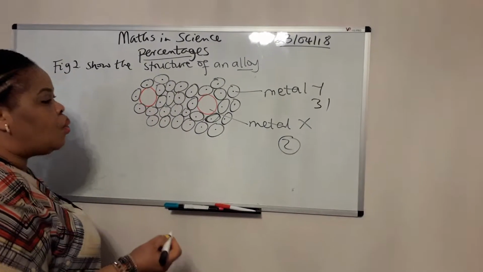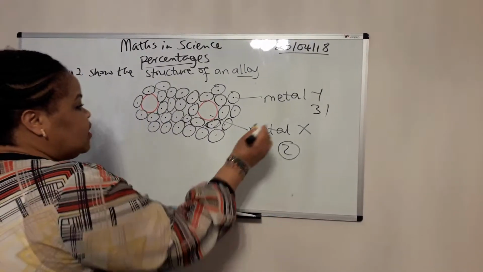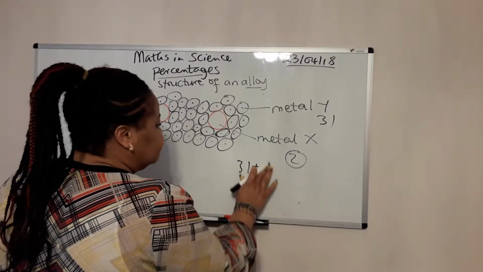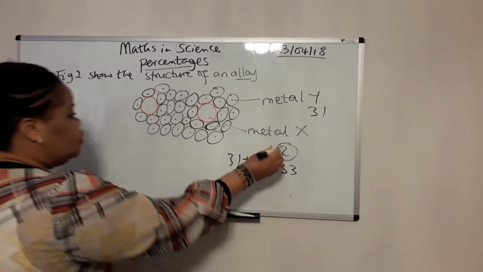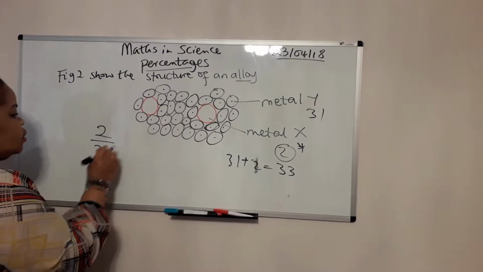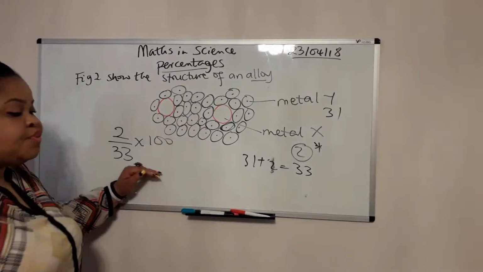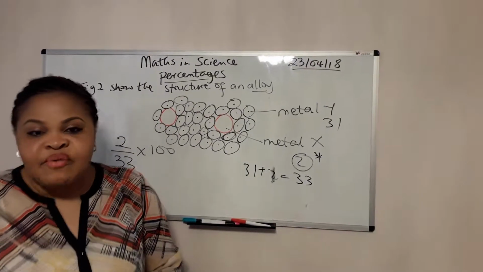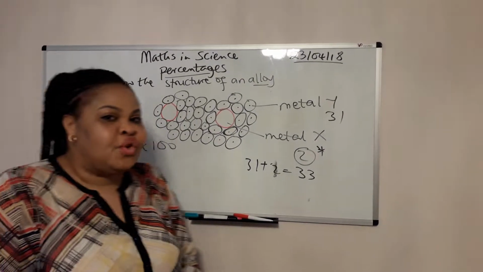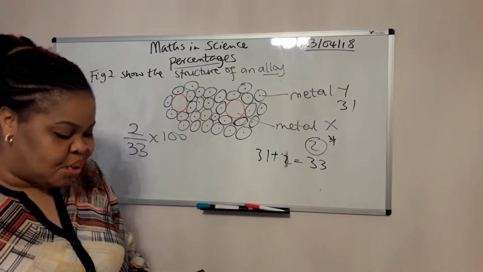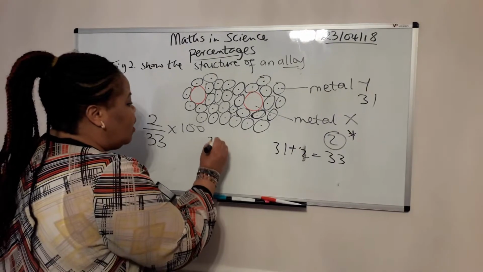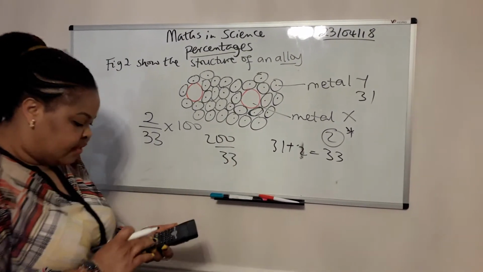Okay, so you need to work out the percentage of metal X. As you have 2 of that and 31 of that, you have a total of 33. So what you do, the one that you're asked to work out the percentage of, you pop it over the total and you multiply it by 100, because percentage means out of 100. And remember, you are allowed a calculator. I am doing this to always remind you that you are allowed the calculator, and we use a calculator. So we can do 2 times 100 is 200 divided by 33.